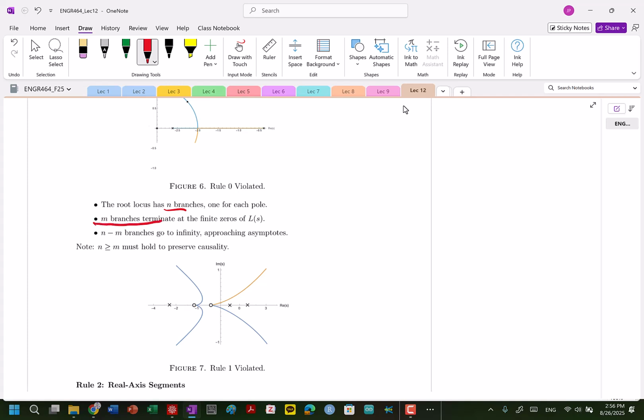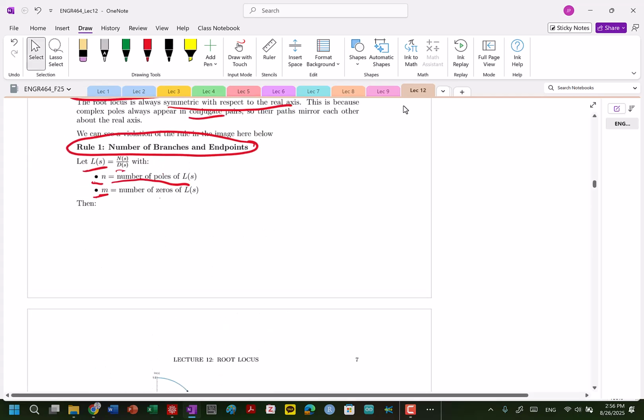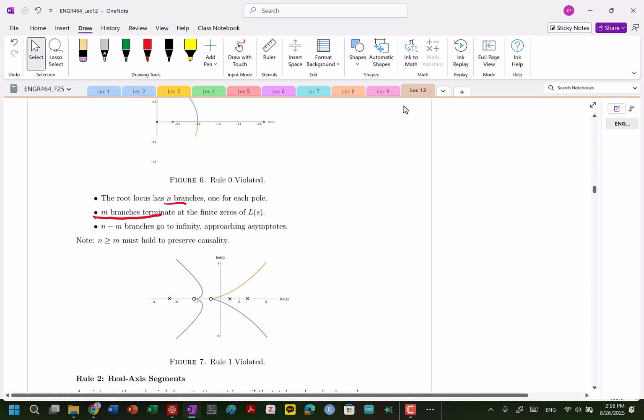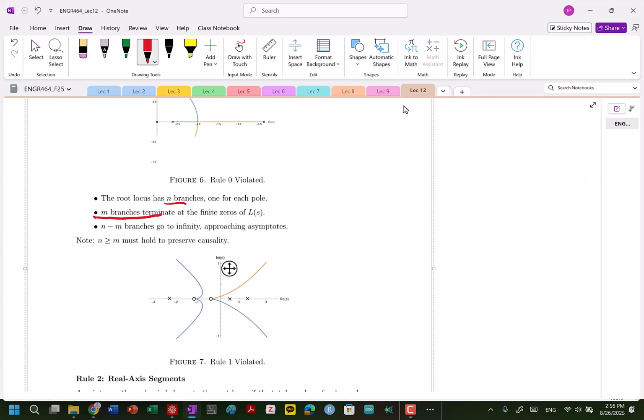M branches terminate at finite zeros. So for each zero, there's a branch that terminates at that zero. N minus m branches will go to infinity, approaching asymptotes. And remember, n must be greater than or equal to m to preserve causality.